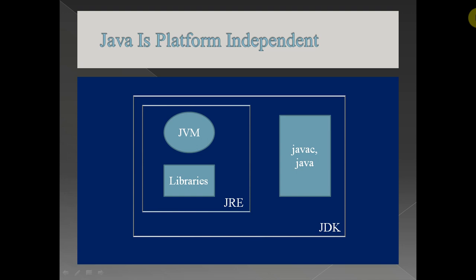The compiler and bytecode are both platform independent, because the programmer does not have to bother about which platform he or she is writing the code on. The same code will run in every operating system. That is because the compiler is platform independent. So the compiler converts the Java program into an intermediate language known as bytecode.